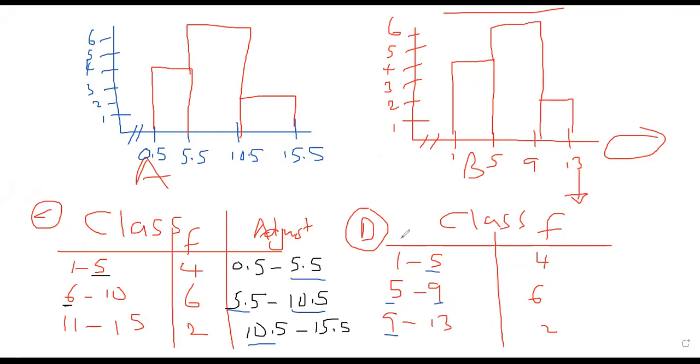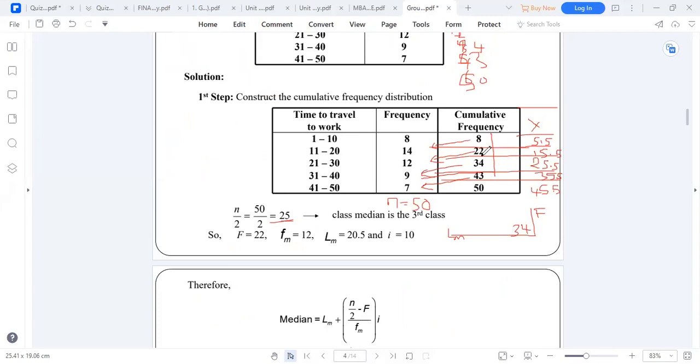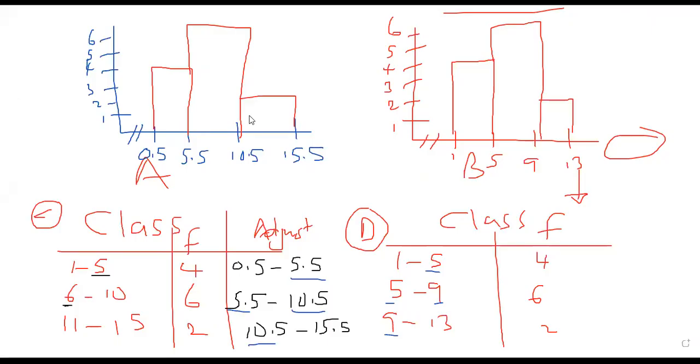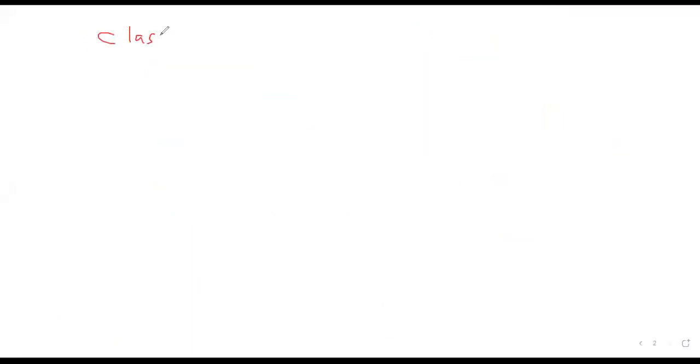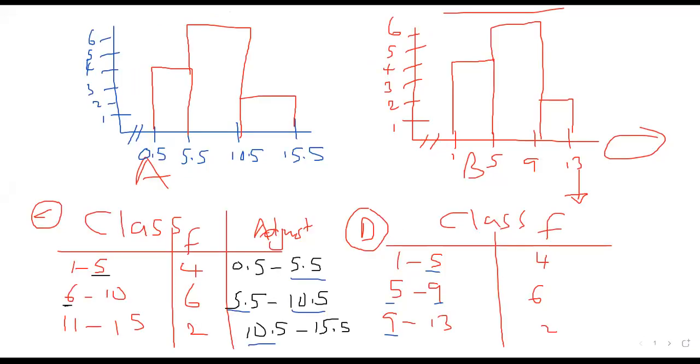So when we go back to our example here, these ones are not adjusted, so they need to adjust. Because the 10 here is not the same as the 10 there. So we need to subtract a 0.5 from there. Okay, so let me finish up on my simplified example here. So if you're given a class of 1 to 5, 5 to 9, 9 to 13.